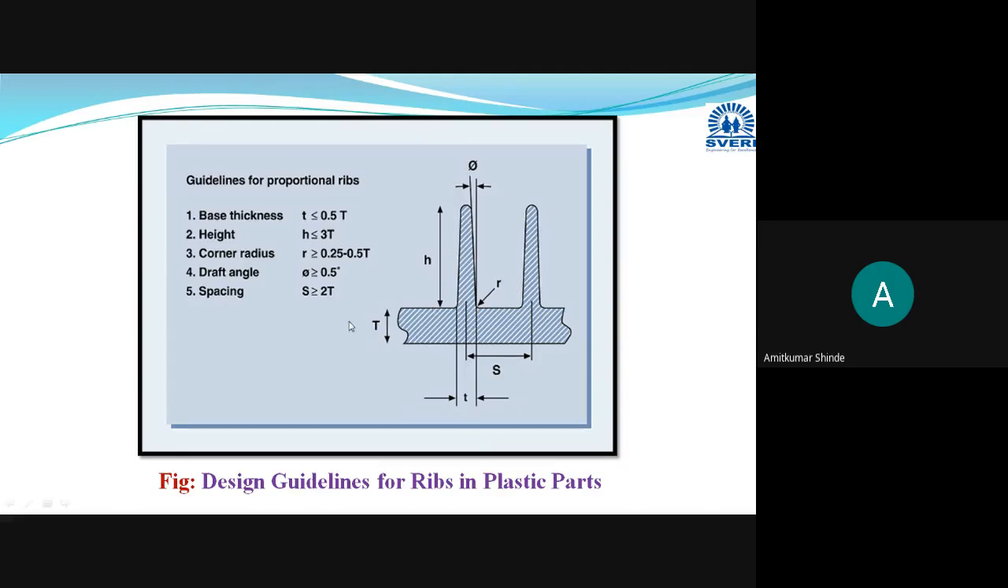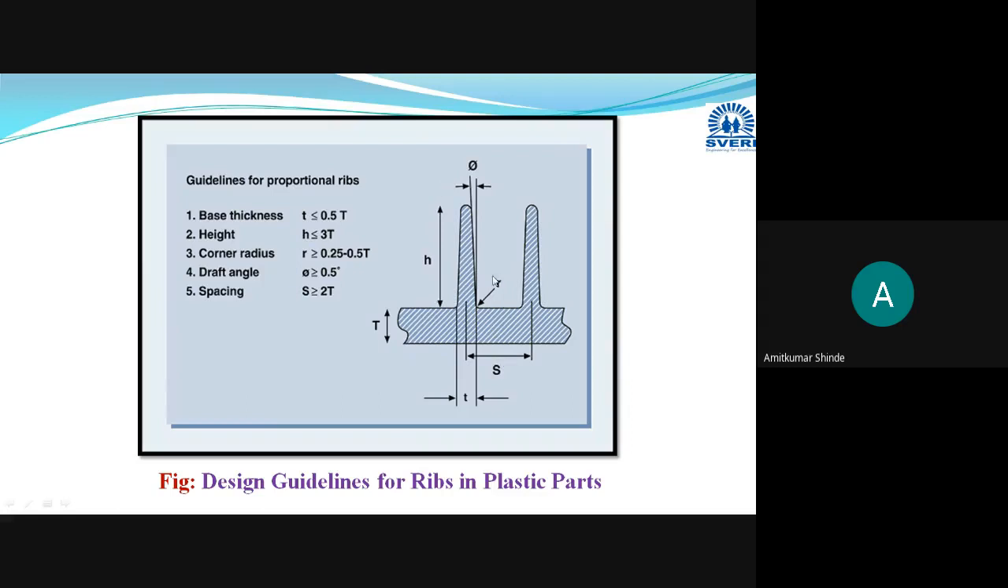If you consider this, the wall thickness is capital T, then the rib thickness should be 50 to 70% of this wall thickness. Then the height of the rib should be 3 times the wall thickness, and the distance between two successive ribs should be greater than 2 times the wall thickness. Greater may be allowed, but a lesser value is not acceptable.